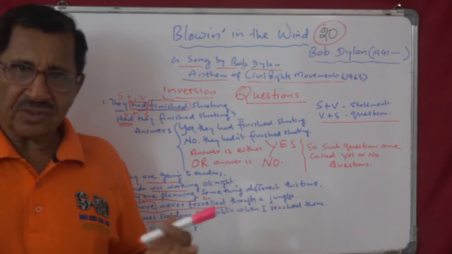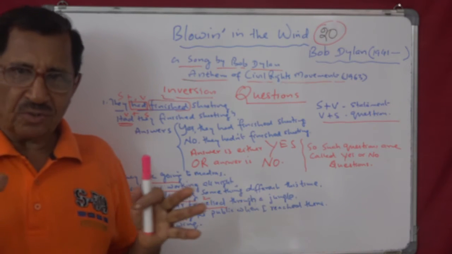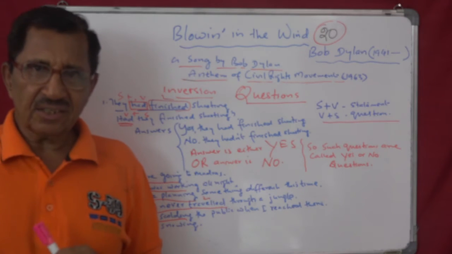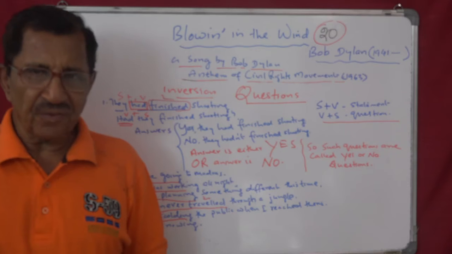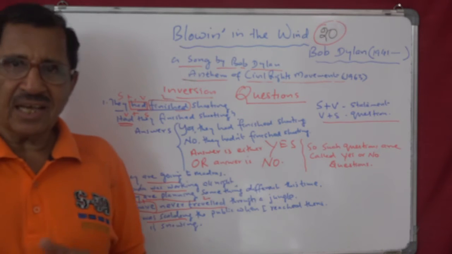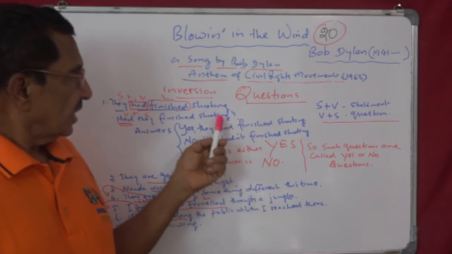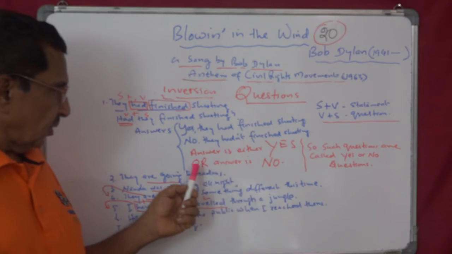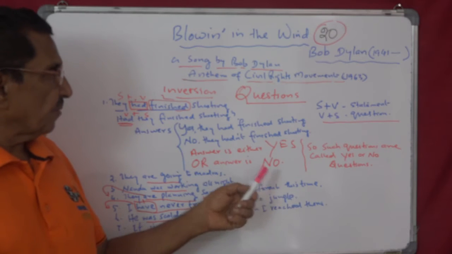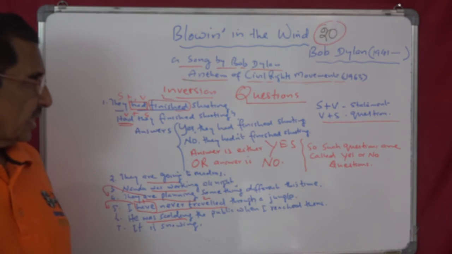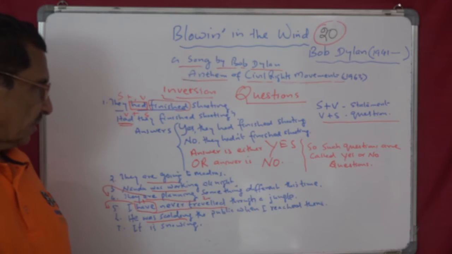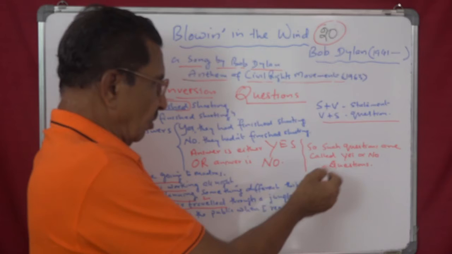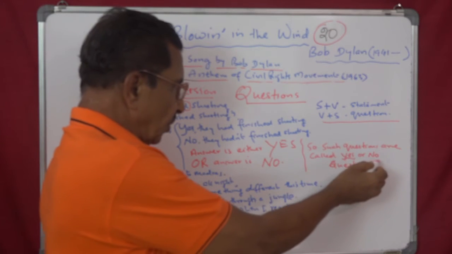It is not an open question. It is a closed question. That means the answer is either yes or no. Therefore, such questions are known as, where is it? Answer is either yes or answer is no. Therefore, such questions are known as yes or no questions. Why are they called yes or no questions?